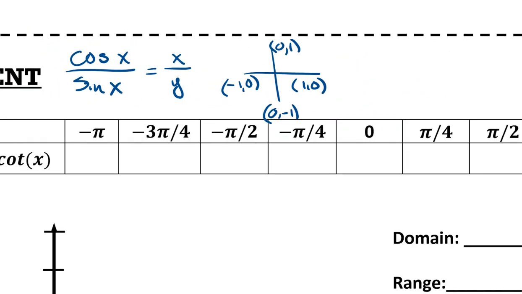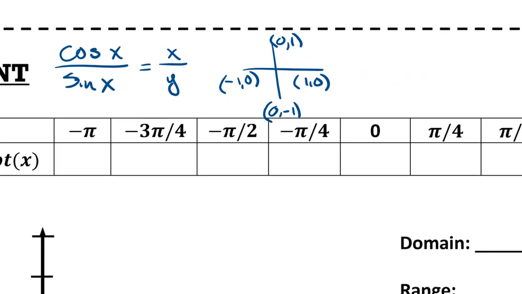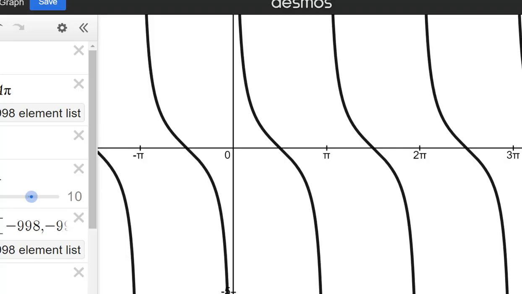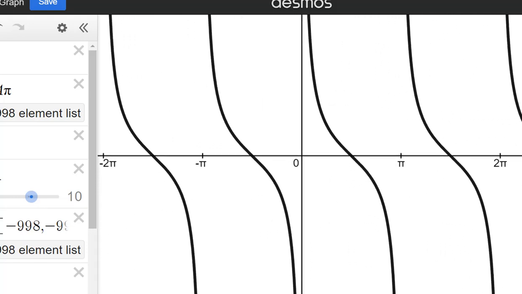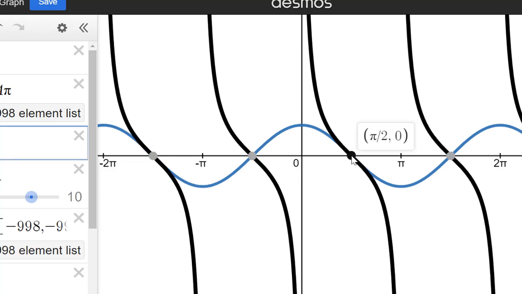Now let's take a look first, though, graphically to see what's going on picture-wise with the cotangent curve. So here's what this is. It kind of looks like the tangent curve, only flipped, if you will. Now, if I add in the cosine function, there are a couple things we want to notice here. If we add the cosine function in, notice there are some spots where they intersect. So right here at pi over 2, they're going to be the same. Over here at 3 pi over 2, they're going to be the same.